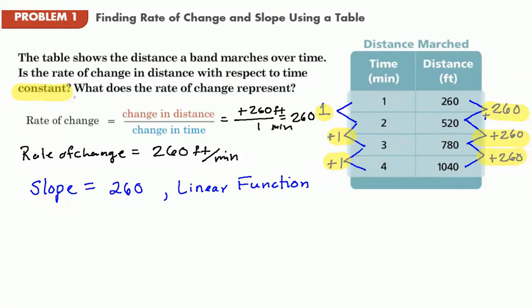All right, let's go on to the second part of the question. What does the rate of change represent? The rate of change represents the change of 260 feet for every 1 minute. So that's what you need to show, that it's representing feet over every single minute. And so we want to understand that this is a linear relationship between the distance and time for the march. Let's go ahead now and move on to problem 2.